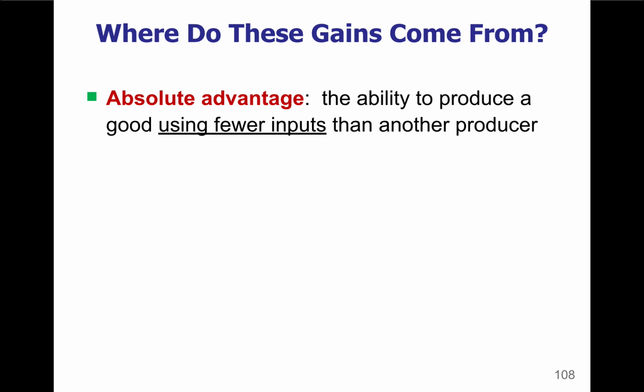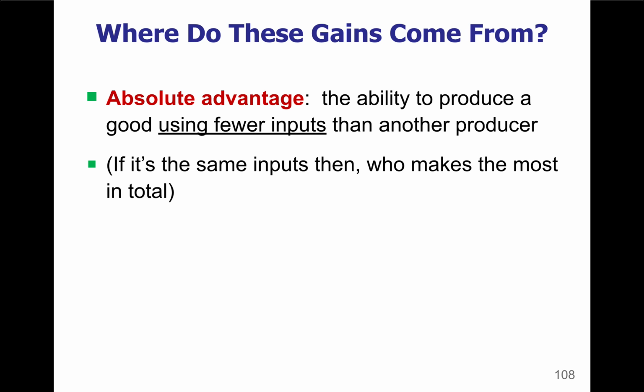Inputs are things that go into making a product. In our wheat and computers example, we did those problems based on the input of labor hours. But you can also do it based on acreage of land or production or machinery. So if two countries or two companies have the exact same amount of inputs, but one can produce more goods and services with those inputs, then they would have an absolute advantage. Otherwise, it's who can make the product using the least amount of inputs.